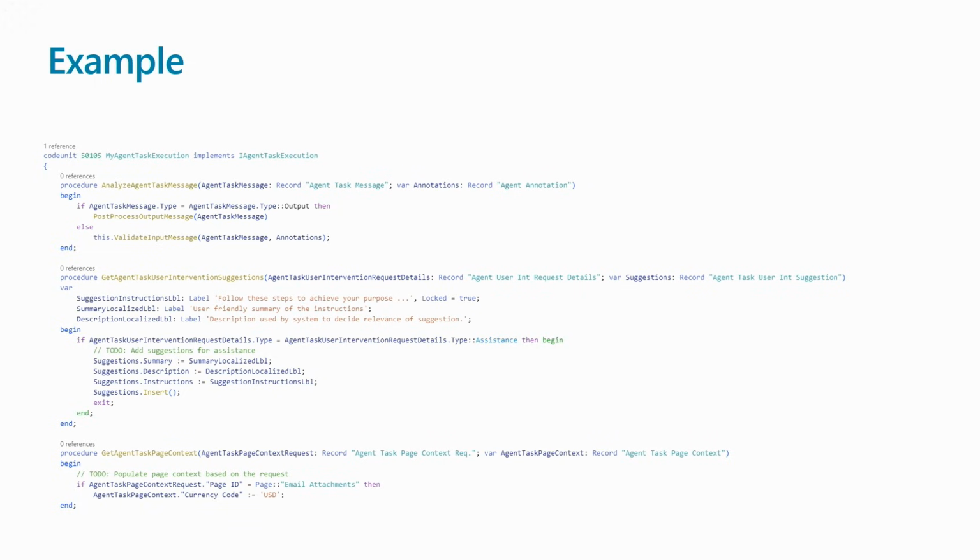On the first one, you can see that there is code to choose based on the type of the message and either post-process output messages or validate them. You can see that we can add suggestions in the user intervention suggestions. And finally, you can see that I can add an if based on the page ID and change the currency, for example, that our agent is supposed to use.